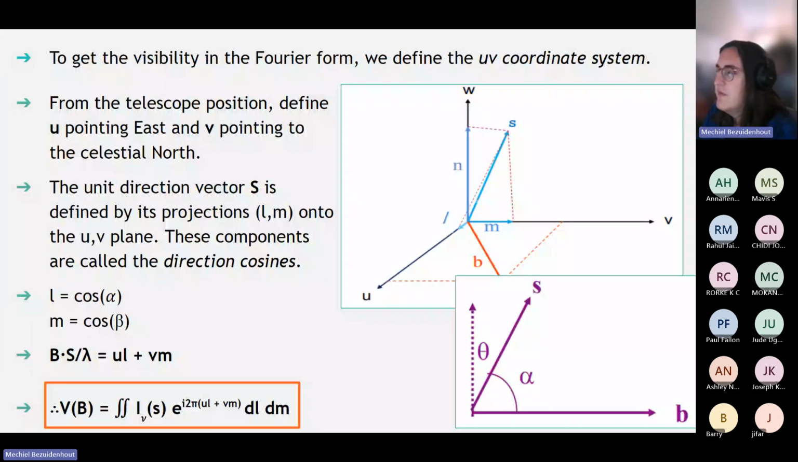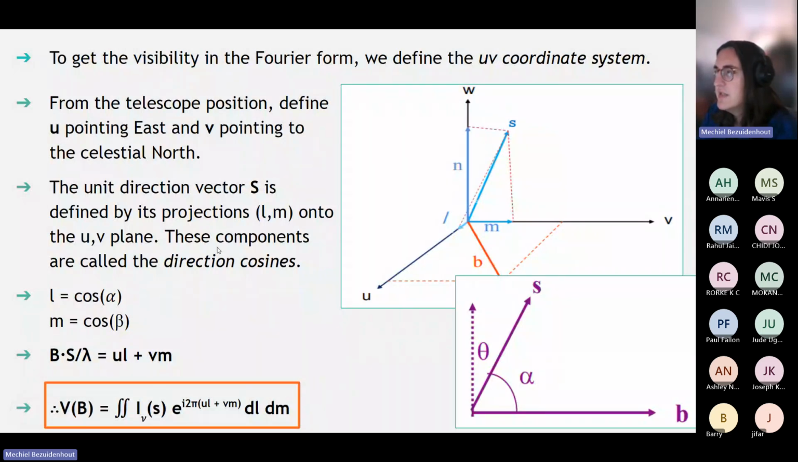So if we have an angle alpha of the direction vector S with respect to the U axis, then L is given by cosine alpha. If we have an angle beta of the S with respect to the V axis, then M is the cosine of beta. And this means that we can rewrite this B dot S over lambda in the form UL plus VM. And if we substitute that back into the visibility equation, we can write it like this, which is the exact form of a Fourier transform.